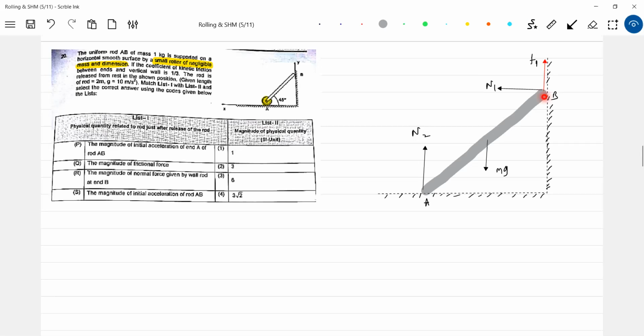What is the tendency of this rod? How will it move? It will have an acceleration, one along x-axis, one along y-axis, and it will rotate about its center C. Anybody, any objections? You can object.